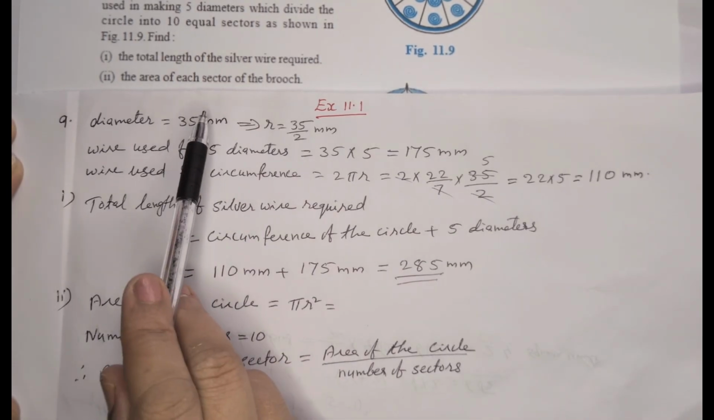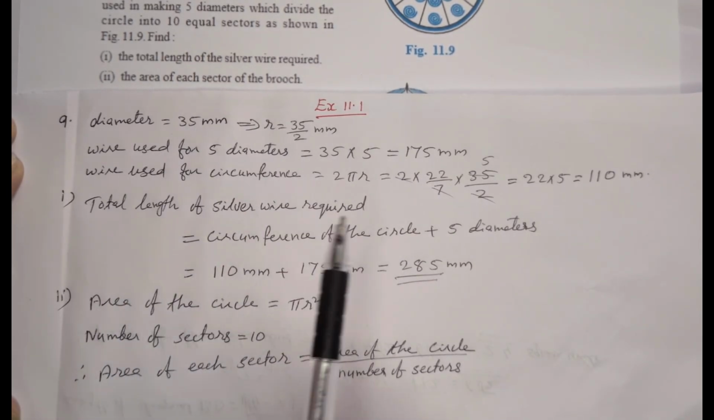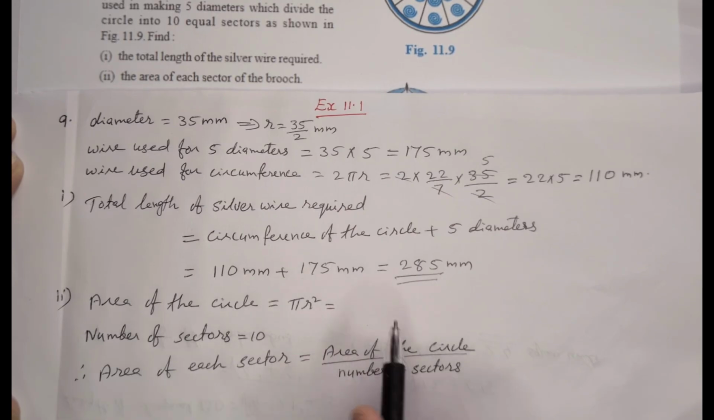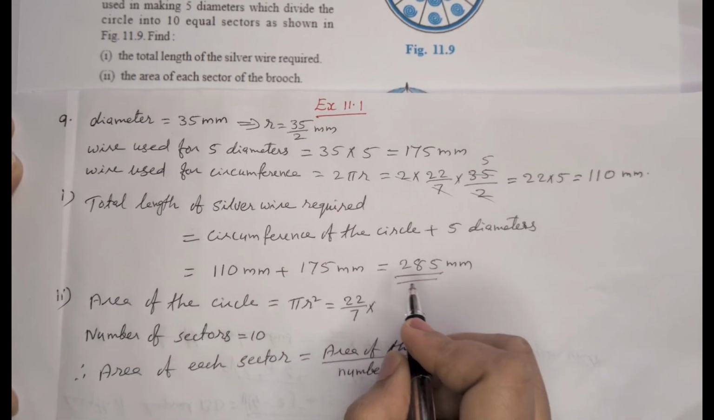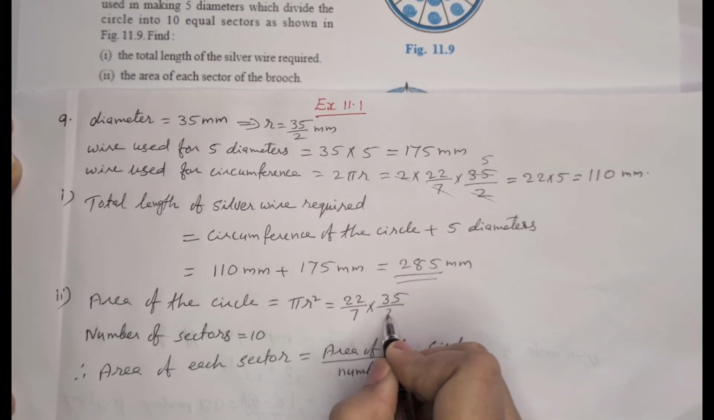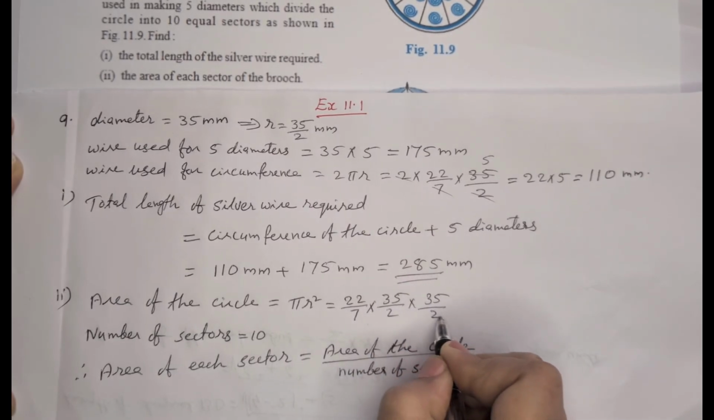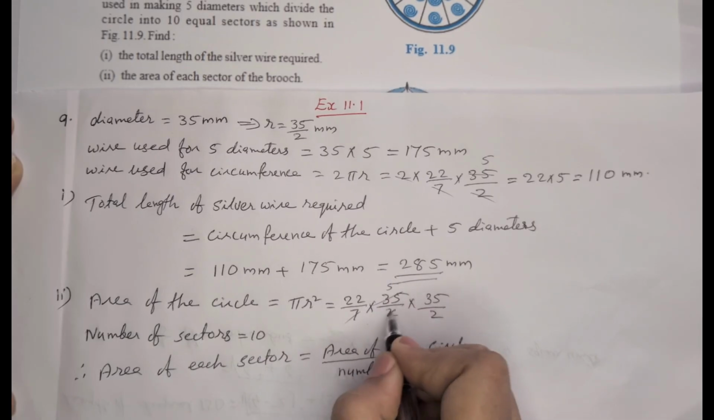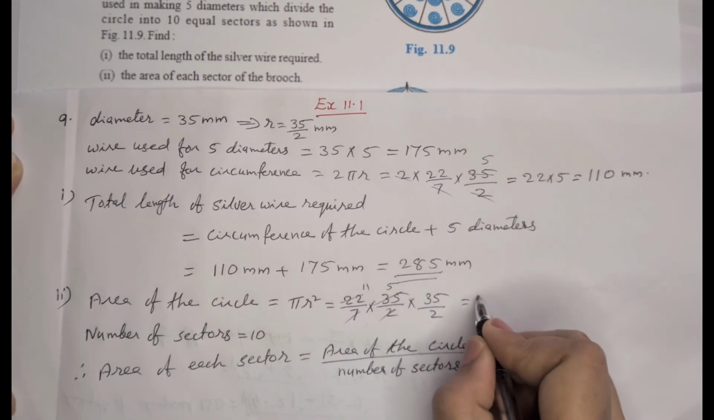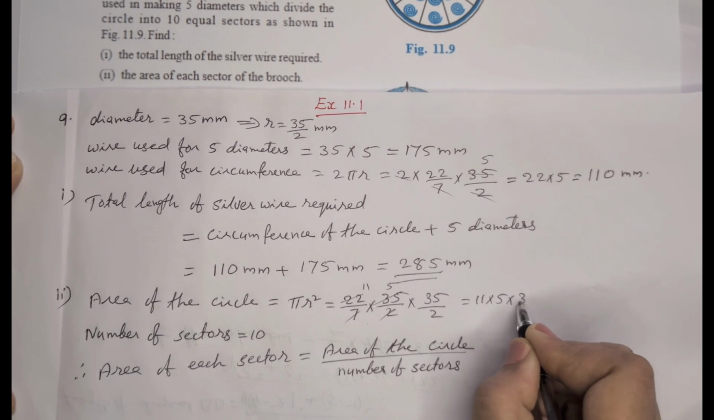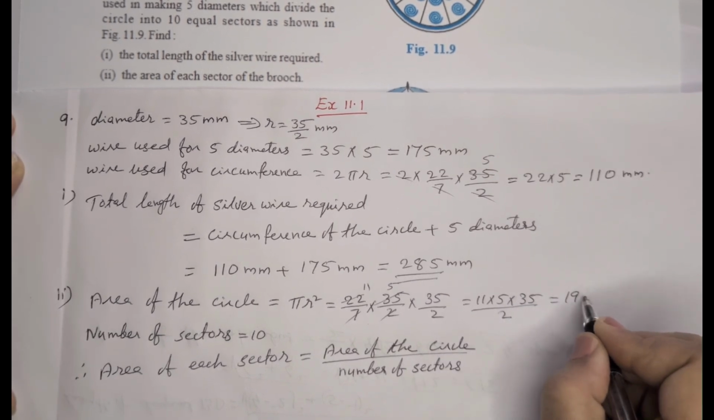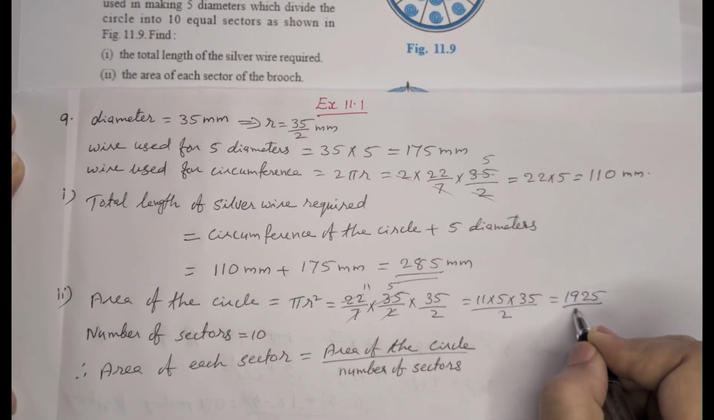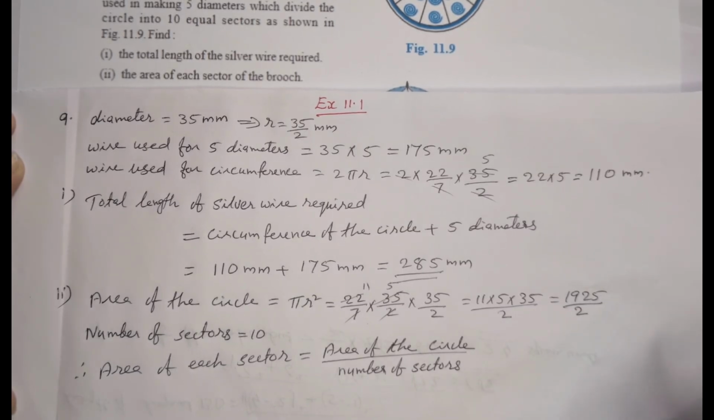Now the second part: find the area of each sector. First we can calculate the area of the circle, that means pi r square. Pi is 22 by 7, radius is 35 by 2. When we divide by 7 here, 5 times 2, 11. That means 11 into 5 into 35 divided by 2, which is equal to 1925 divided by 2. Now this is the area of the circle.